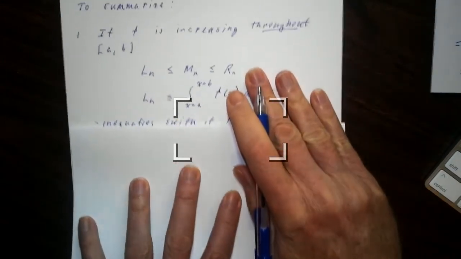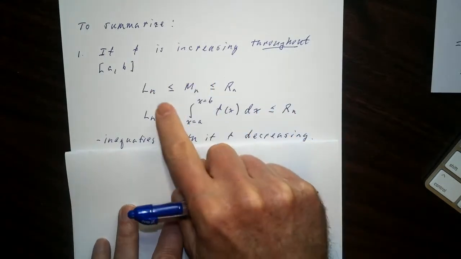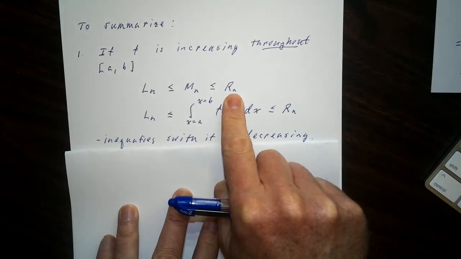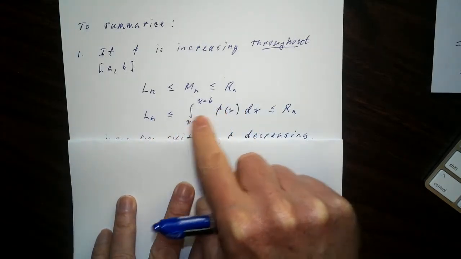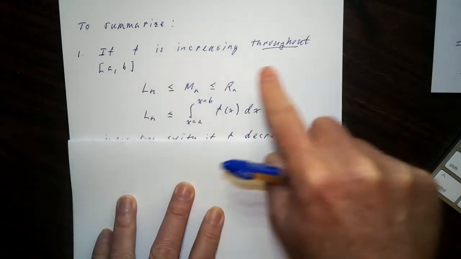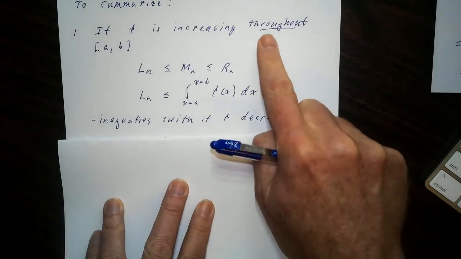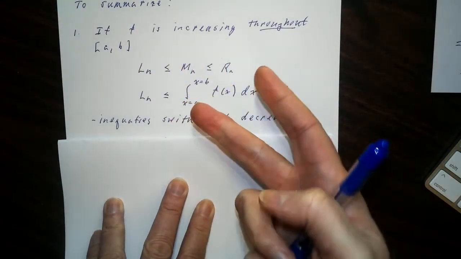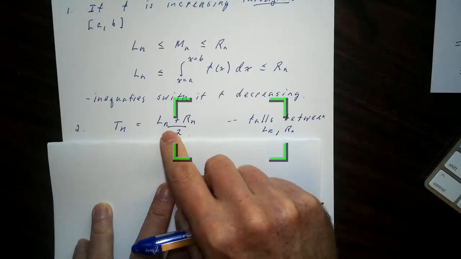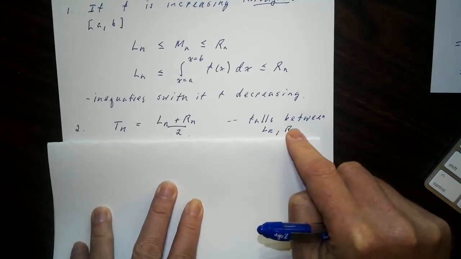So to summarize, if f is increasing throughout the interval from a to b, we know that L sub n is less than or equal to M sub n is less than or equal to R sub n. We also know that the true value of the integral falls between L sub n and R sub n. But f has to be increasing throughout the interval. If it switches from increasing to decreasing, we can no longer make this conclusion. If f happens to be decreasing throughout a to b, these inequalities just switch directions. The trapezoid estimate is the average of the left and the right. It always falls between L sub n and R sub n.